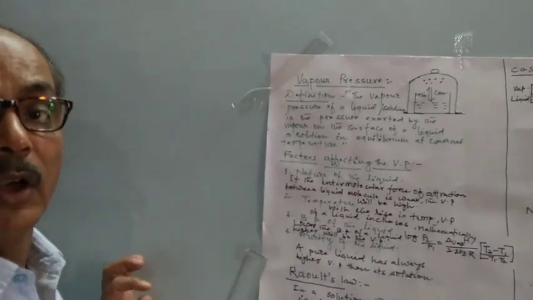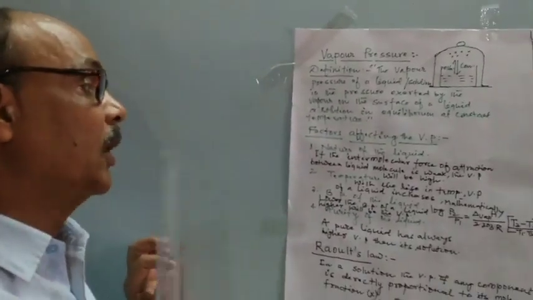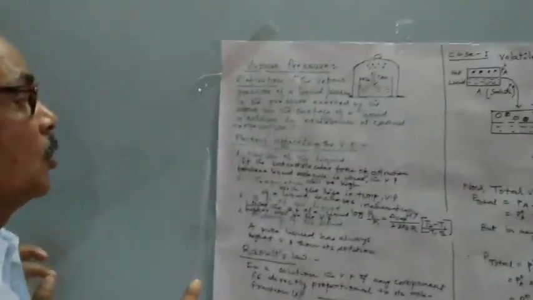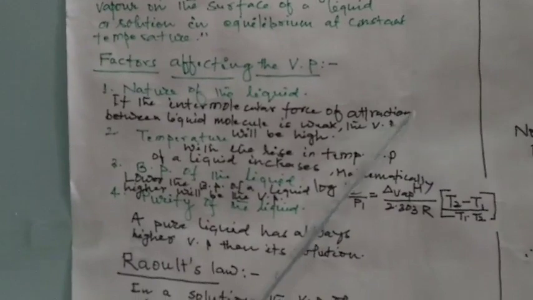Now, we will have to know the factors on which the vapor pressure depends. There are 4 very important factors. First one is the nature of the liquid. If the intermolecular force of attraction between the liquid molecules is very weak, the liquid can easily form vapor, so it will have very high vapor pressure.